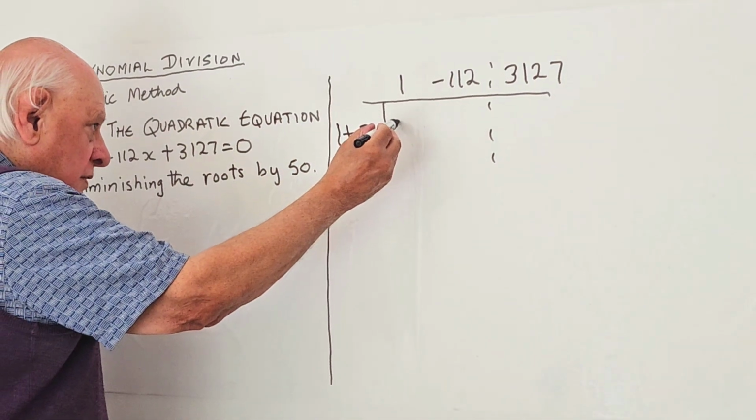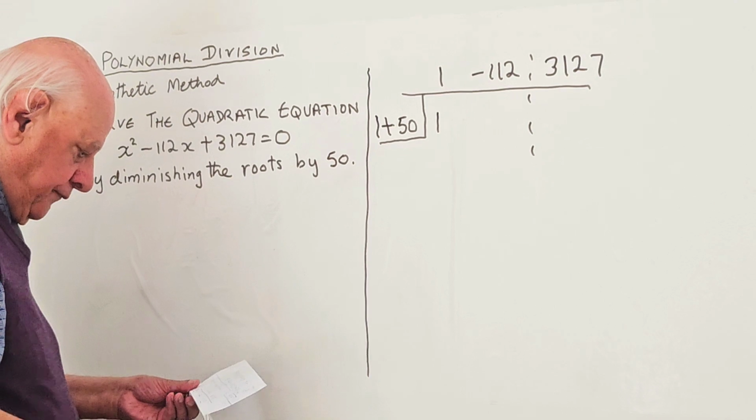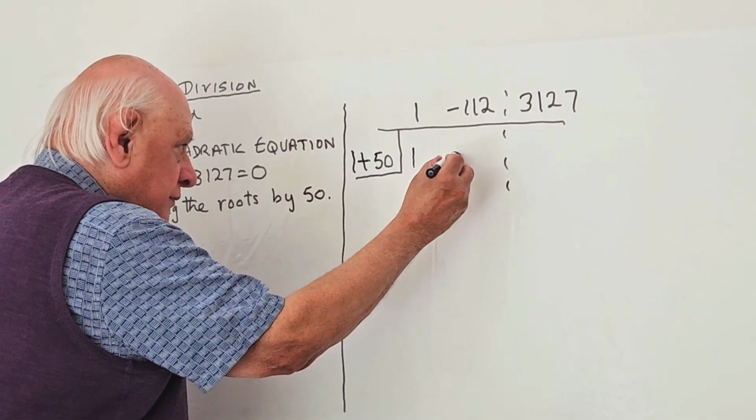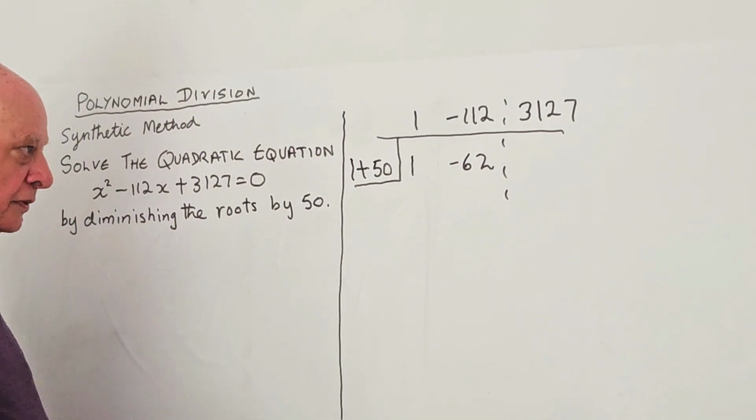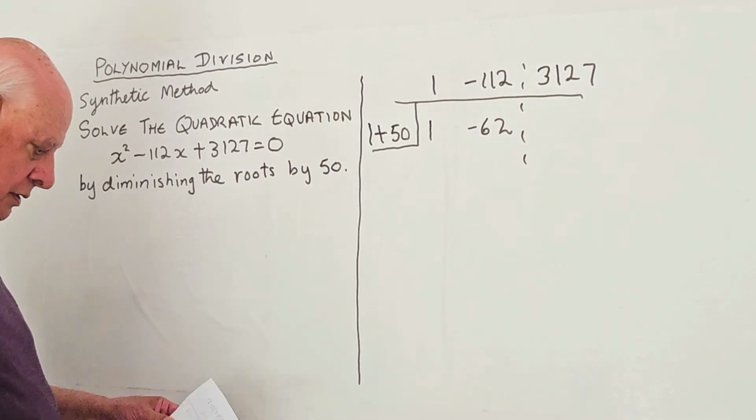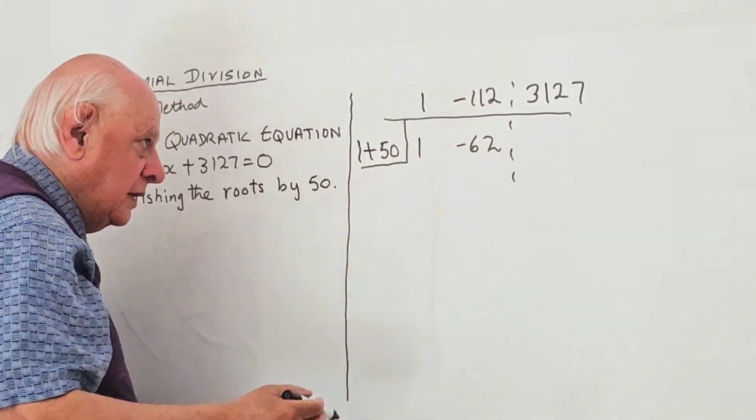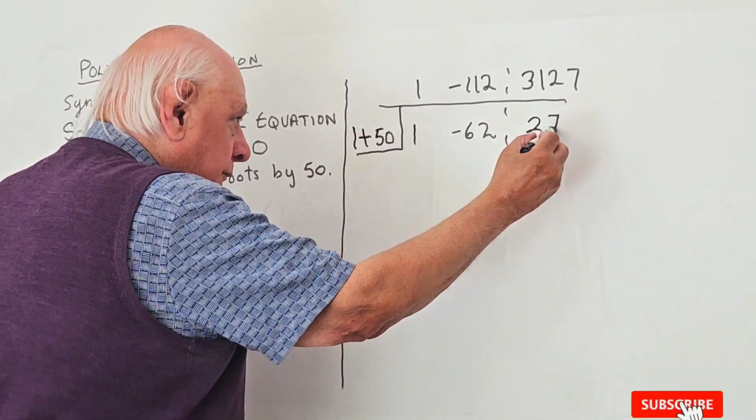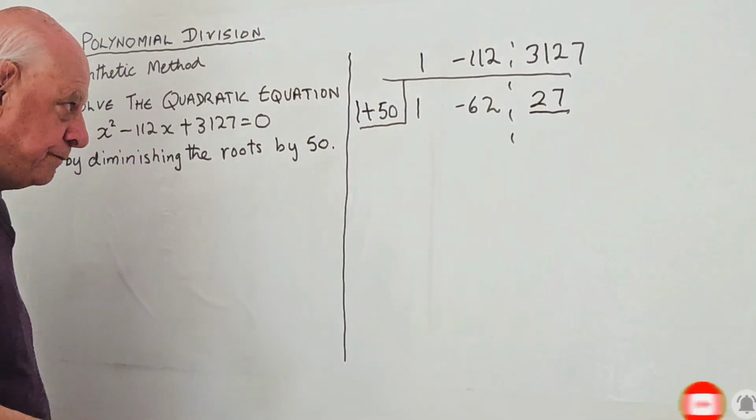1 into 1 goes once. We now do 50 times 1, which is 50, and add that onto minus 112, which gives us minus 62. We now multiply 50 by 62, which is 3,100, sorry. Add it onto that, and that gives us 27 over here. And underline that. And now I'll repeat the process for over here.